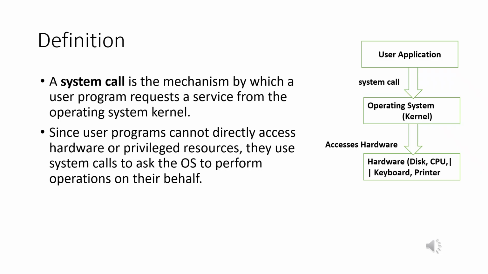Dear students, today we are discussing a system call. A system call is the mechanism by which a user program requests a service from the operating system kernel. Since user programs cannot directly access hardware or privileged resources, they use system calls to ask the operating system to perform operations on their behalf. User applications request the operating system through a system call. Then the operating system will provide the hardware and any other kind of resources to the user application to perform the task.